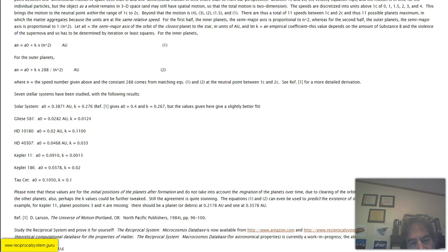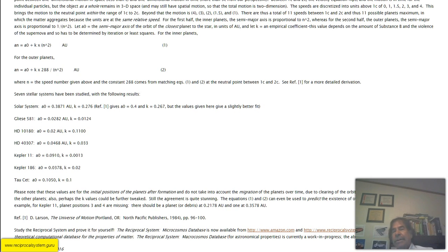So please note that these values are for the initial positions of the planets after formation and do not take into account the migration of the planets over time due to clearing of the orbits of debris and the gravitational pull of the other planets. Also, perhaps the K values can be further tweaked. Still, the agreement is quite stunning. Equations 1 and 2 can even be used to predict the existence of other planets for these systems. For example, for Kepler 11, planet positions 3 and 4 are missing. There should be a planet or debris at 0.2178 astronomical units and one at 0.3578 astronomical units.